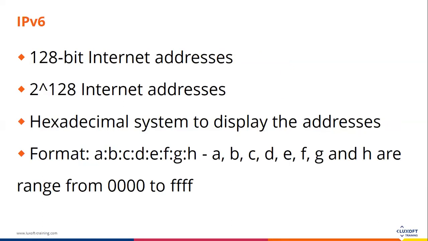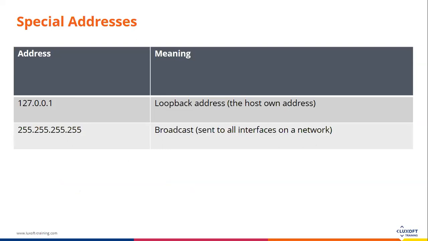With IPv6, we have up to 2 power 128 internet addresses in the network, because such an address is represented by 128 bits. And we have some special addresses. Our own local host is 127.0.0.1, while the broadcast, meaning all interfaces on the network, is represented by 255.255.255.255.